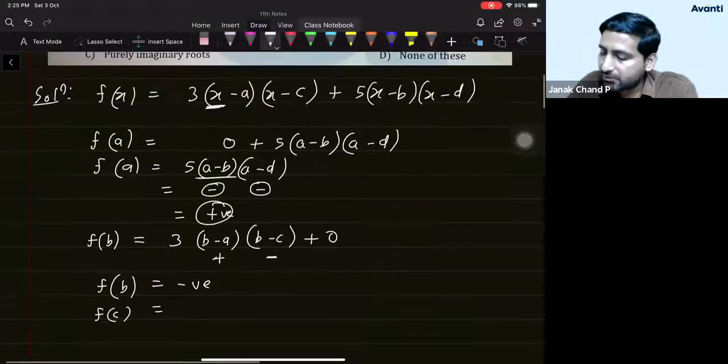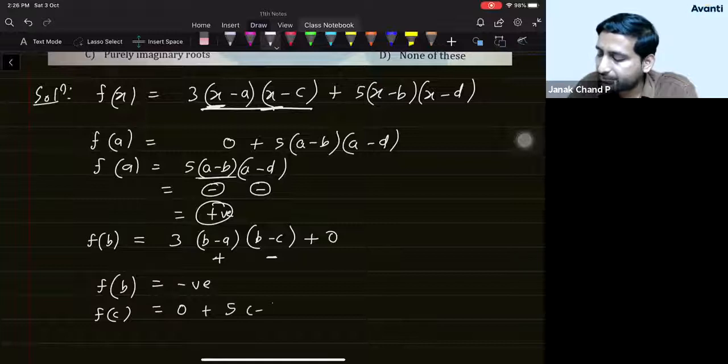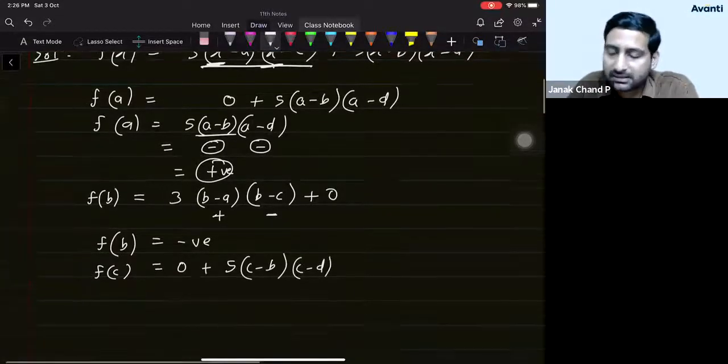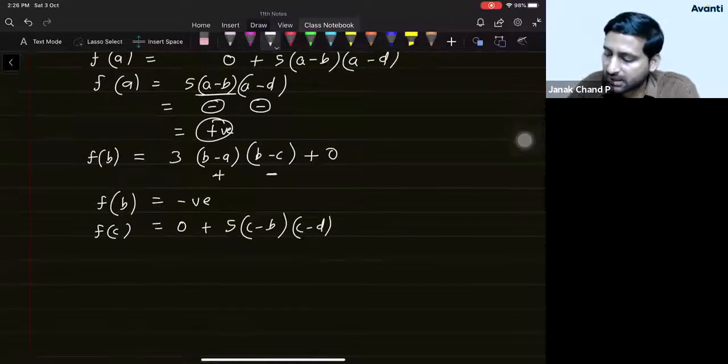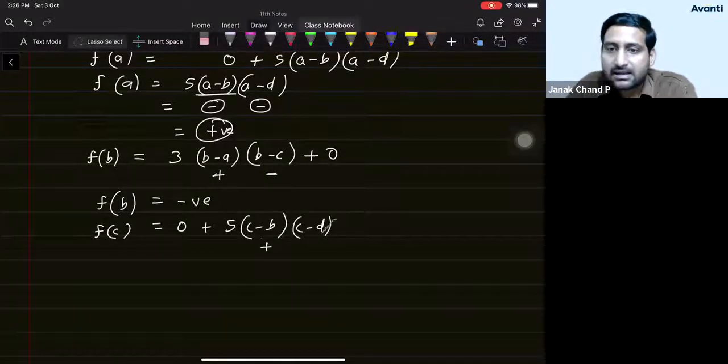Now f of C, student, once again, if you just look at this, I will put x is equal to C everywhere. When I put C here, this becomes 0, right? So I will get 0 plus 5 into C minus B into C minus D. Any conclusion, student? We know that C is greater than B, so this is positive, but C is lesser than D, so this will be negative. So positive into negative will finally be negative.